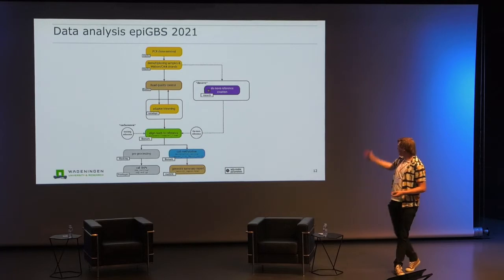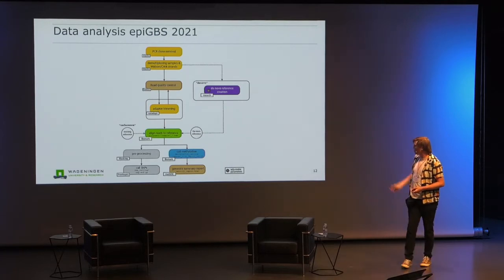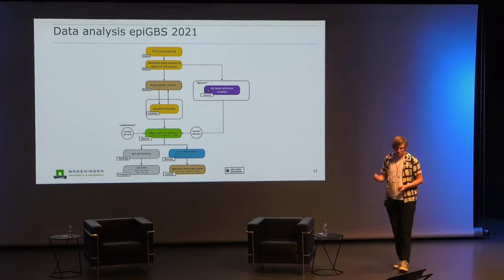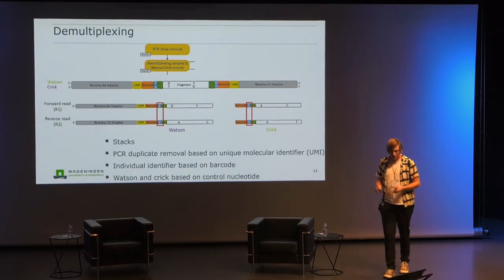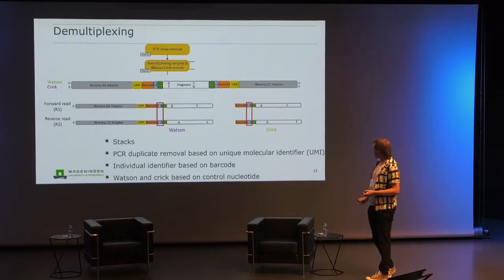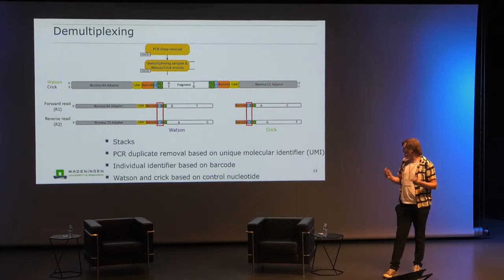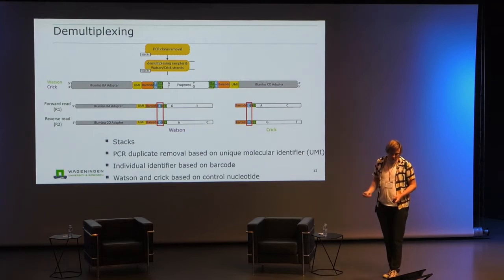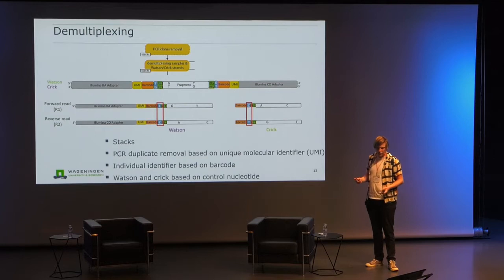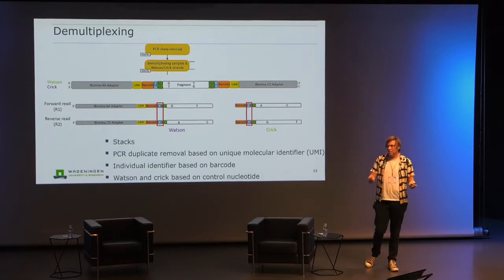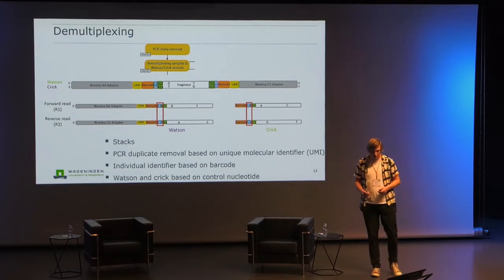So this is how the pipeline now looks, and I will quickly go through this. You start with demultiplexing. If you remember, these are the reads that you get after the lab work. So there's a universal, we do the demultiplexing using Stacks, and there's a PCR duplicate removal based on a unique molecular identifier. These are 3 bases that are randomly added to each adapter, and if they are replicated, it's probably a PCR duplicate.